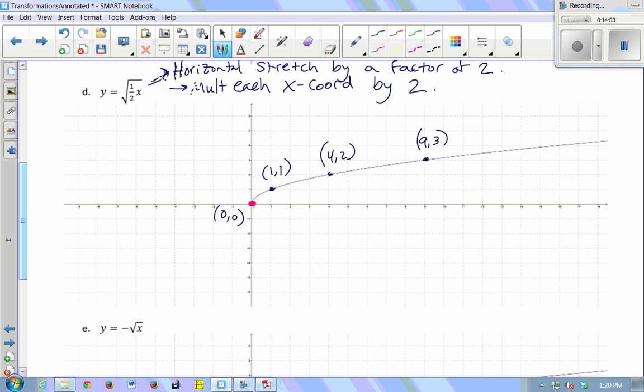1, 1, where does that go to? 2, 1. Doubling the x coordinate leads you to 2, 1. How about 4, 2? Where does that go? 8, 2. 8, 2 is right there. And 9, 3, where is that going to go? 18, 3. So this is a horizontal stretch by a factor of 2 of the square root function. Oh, that was a little wobbly.